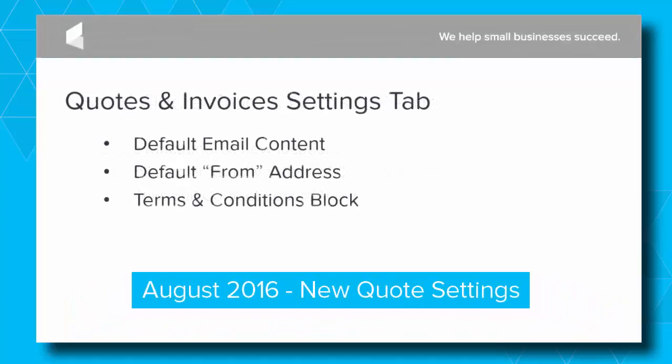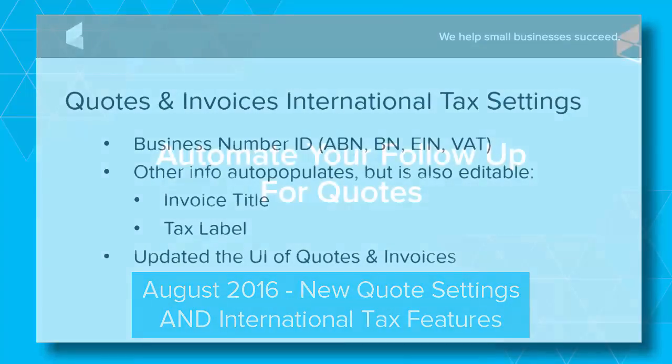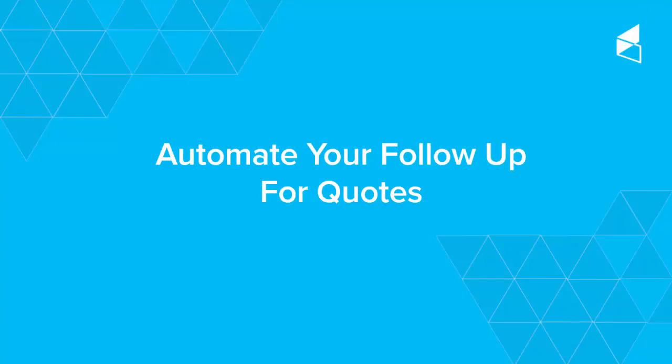From now on, I won't have to edit the default email content, the default from address, or the terms and conditions block. So you can change the invoice title and the tax label. And then we've updated the UI of the quotes and invoices to accommodate these changes. All right, so that brings us to today. I am so excited to tell you how you can automate your follow-up for quotes.